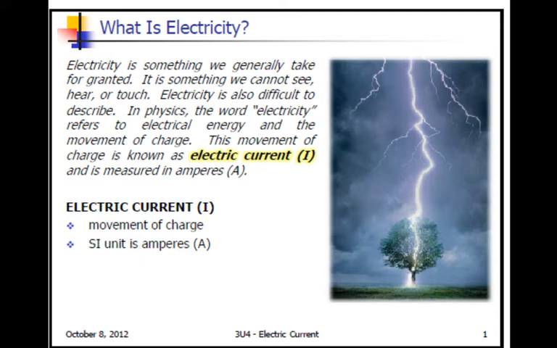But one way of deciding what electricity is, is to consider it as the movement of electrical charge through a conductor. And the more charge we have that moves through that conductor, the more electricity we would have. So electric current is the movement of charge. The SI unit is amperes, but the symbol for electric current is a capital I.